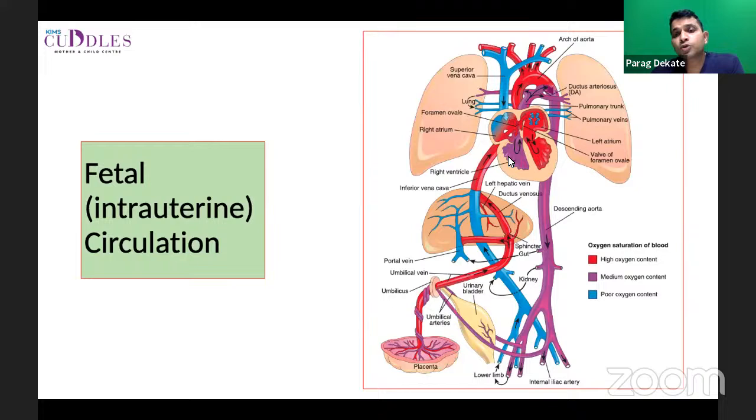So you can consider there are communications: one is the atrial septal defect, one is the ductus arteriosus, and the ductus venosus. And the fourth major important shunt is the placenta. So these two parallel circulations are connected with each other at four places: the ductus arteriosus, the atrial septal defect, or you can say ostium secundum ASD, the ductus venosus, and the placenta. These are the most important shunts you see in intrauterine life.